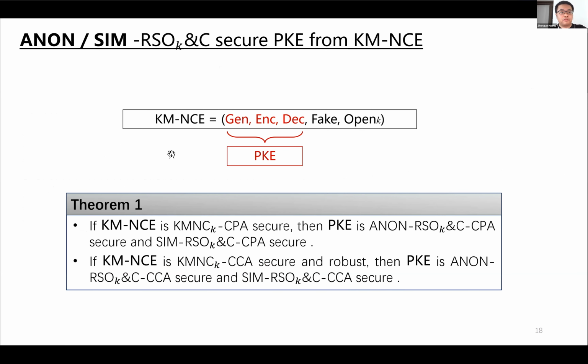Now we turn to the construction of anonymous and confidential SO-K and C secure PKE from KMNCE. For a KMNCE scheme, the first 3 algorithms form a PKE scheme. Formally, we have this theorem. If KMNCE is KMNC CPA secure, then this PKE scheme is anonymous SO-K and C CPA secure and confidential SO-K and C CPA secure. If KMNCE is CCA secure and robust, then the PKE scheme is anonymous and confidential CCA secure. In this talk, I will introduce the proof of the anonymous SO-K and C CPA security.